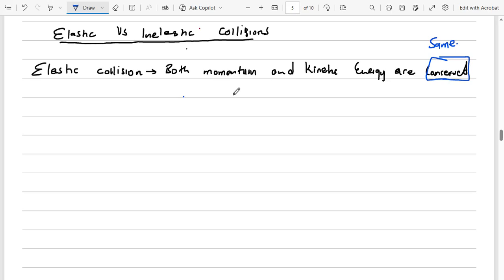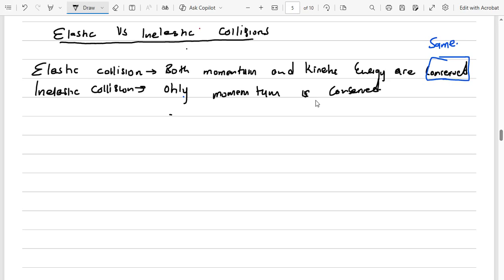You'll see. So in an inelastic collision, only momentum is conserved. We'll do some calculations, you'll see how this works. Only momentum is conserved. Okay, so now in an isolated system, we say momentum will always be conserved.